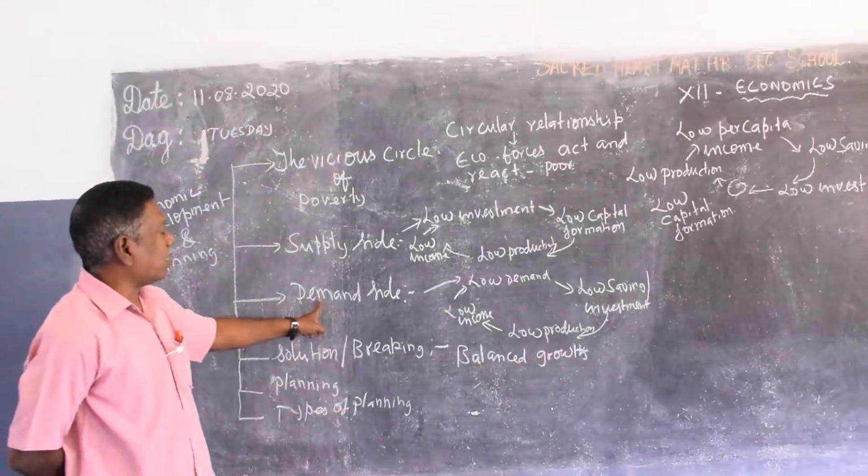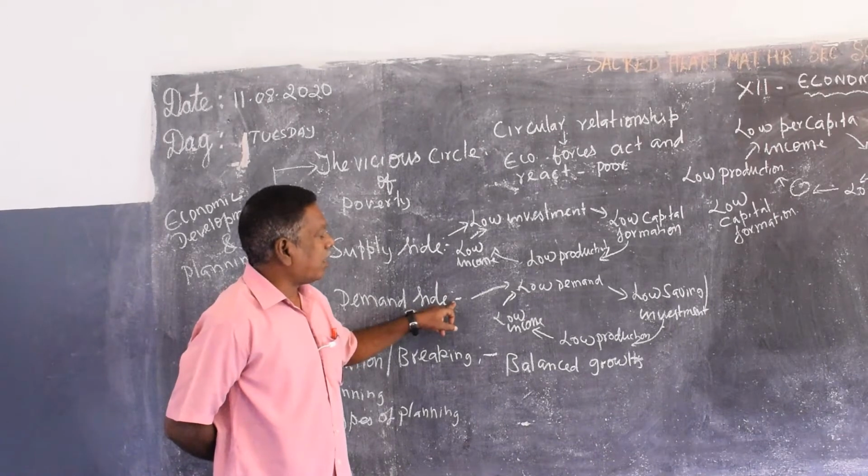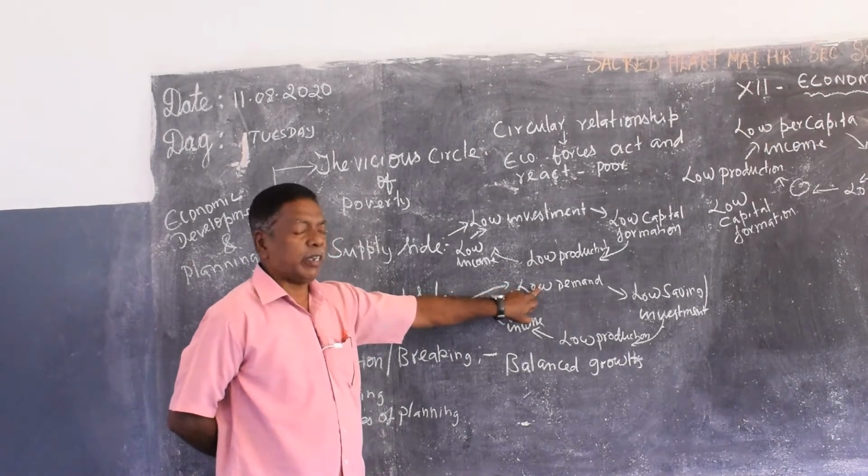And moving over to the demand side, the real level of income is based on the demand condition of the people.